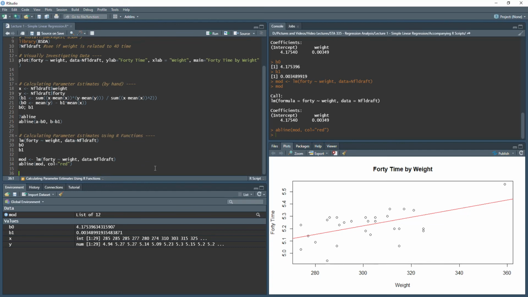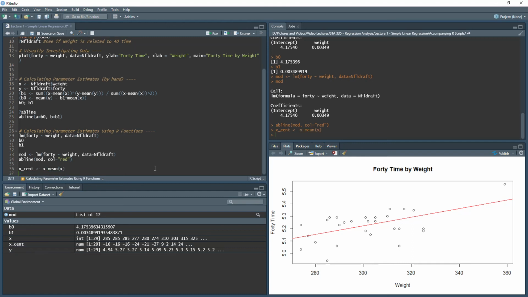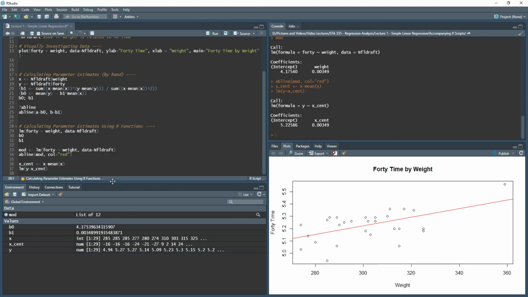One last thing that maybe we'll do is we'll create an x-centered variable to demonstrate how we would center the x variable. We'll have x minus the mean of x, and recall that this is the weight, so we would just have NFL draft weight minus the mean of NFL draft weight. And then we could rerun the linear model. I'm going to do it with y and x centered just to demonstrate. Notice that the slope did not change at all after centering x, and this is an important property of centering x, is that the slope doesn't change, and our interpretation for the slope doesn't change.